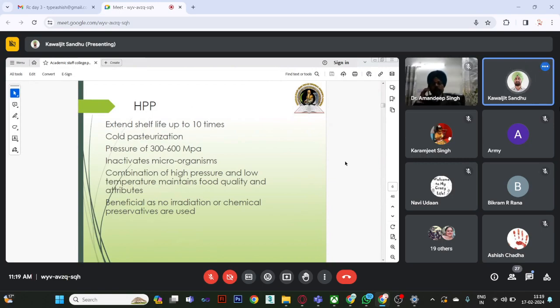So shelf life can be extended up to 10 times. It is cold pressurization, no effect on quality. Pressure of 300 to 600 megapascals is used in inactivation of microorganisms. When we combine this high pressure and very high temperature, it is very beneficial because we don't require any chemical preservatives to be added, or we're not irradiating any food.